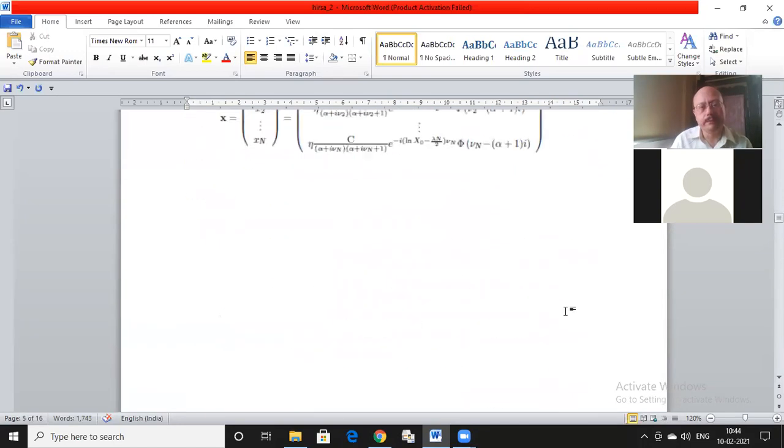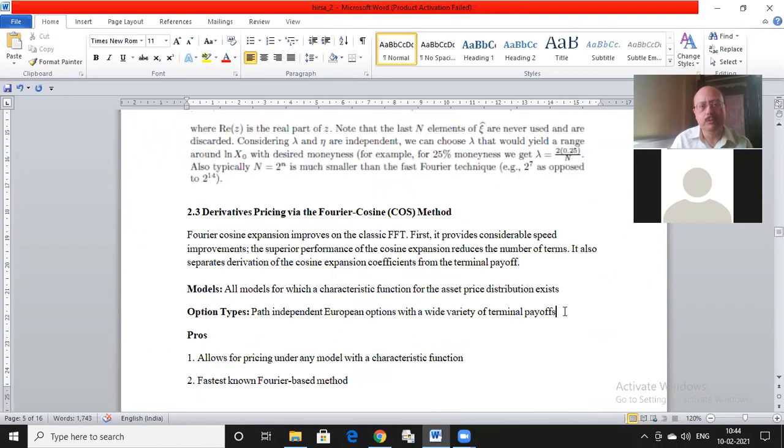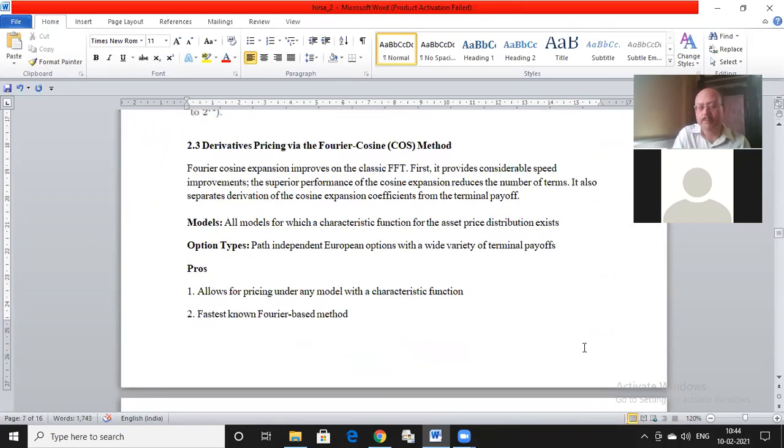For the cosine transform methods, we will show that these two parts can be separated and hence the terminal payoff calculation becomes an independent component, so it can be changed in any way we like. Is it clear now?